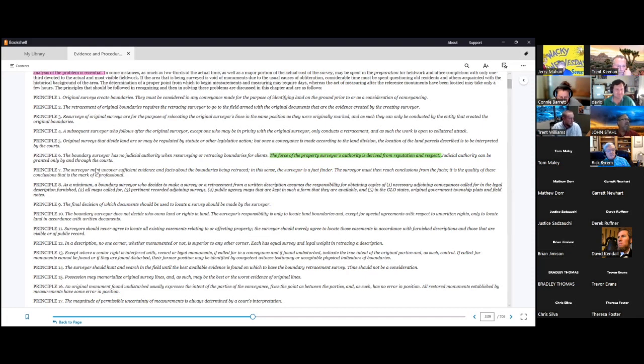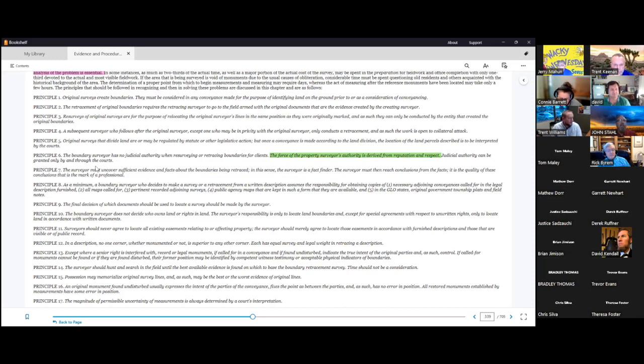As a minimum, a boundary surveyor who decides to make a survey or a retracement from a written description assumes the responsibility for obtaining copies of 1, the necessary adjoining conveyances called for in the legal description furnished, 2, all maps called for, 3, pertinent recorded adjoining surveys, 4, public agency maps that are kept in such a form that they are available, and 5, in the GLO states, the original government township plats and field notes.